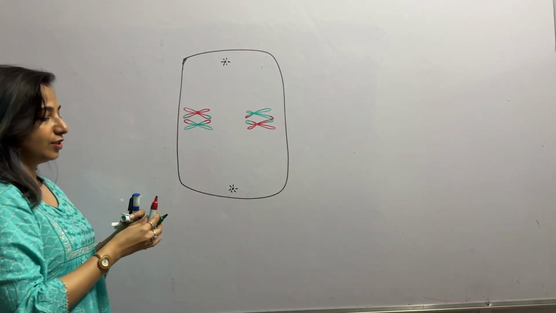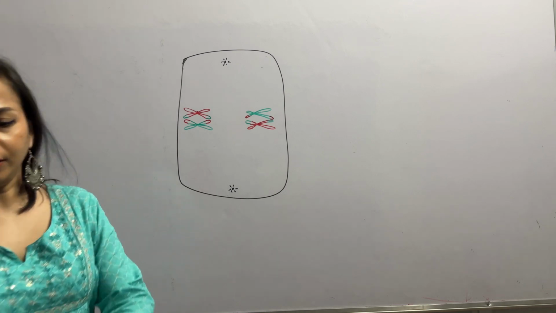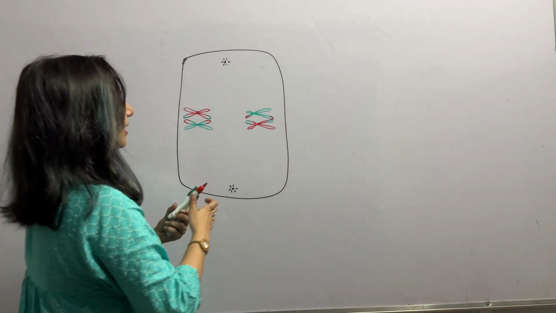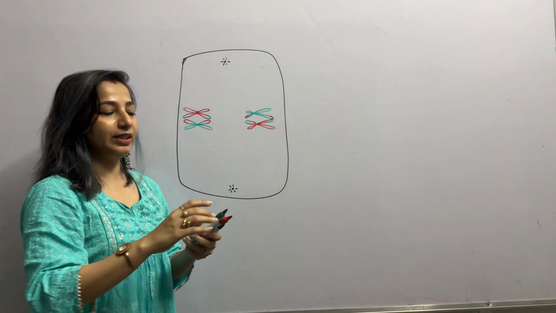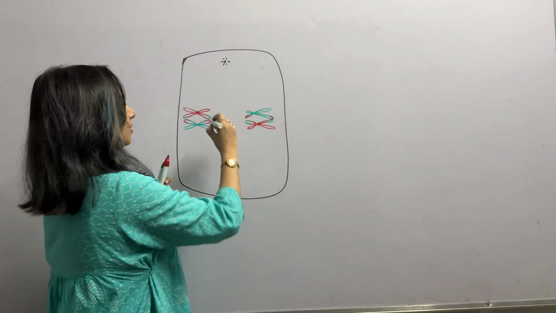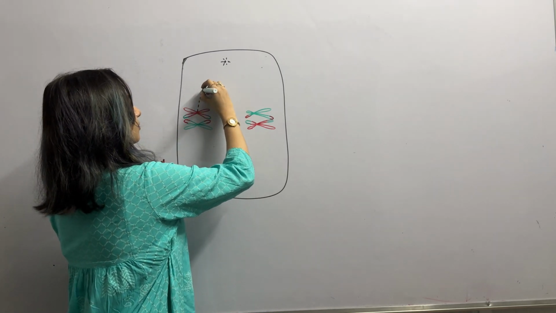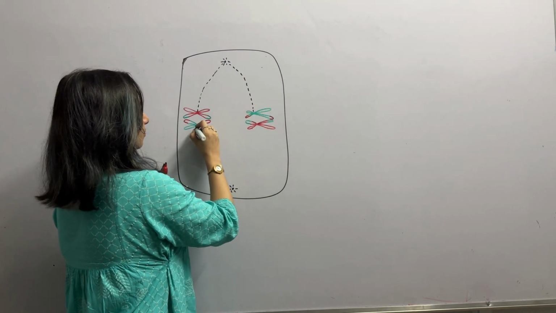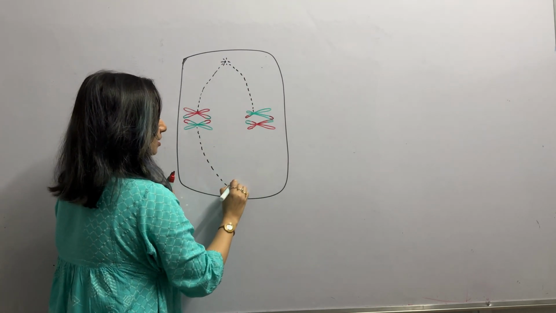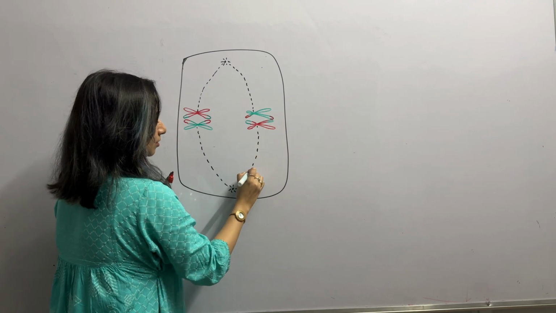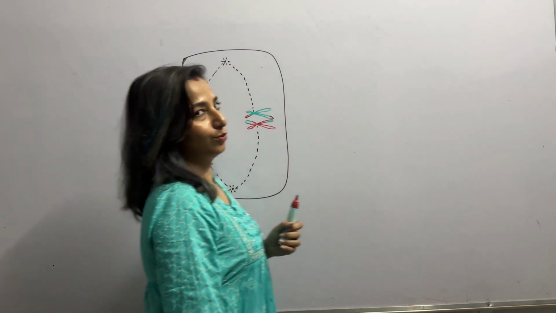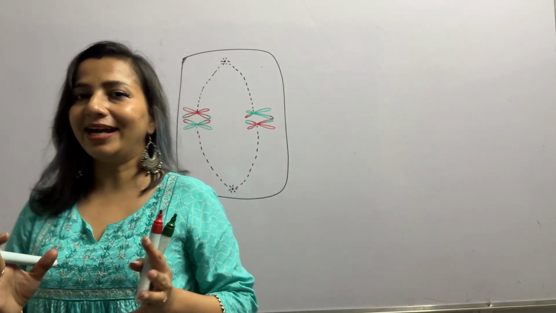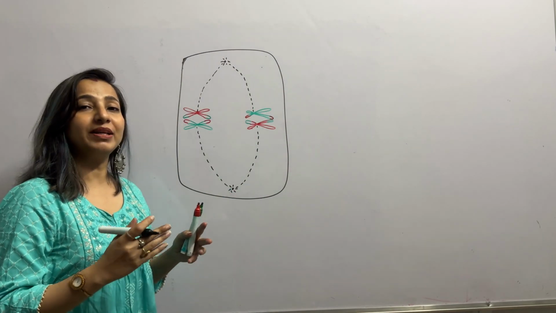So the homologous pairs come and align themselves randomly on the equatorial plane, and there is formation of what? Spindle fibers, and the spindle fibers attach to the centromere of the chromosomes. Clear? Now during mitosis, I had said that it led to the formation of the metaphasic plate.